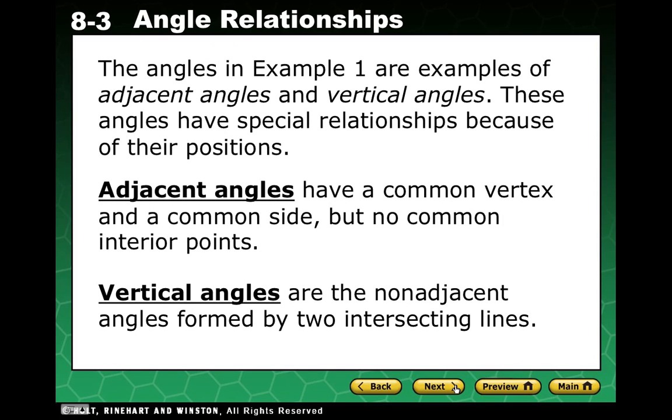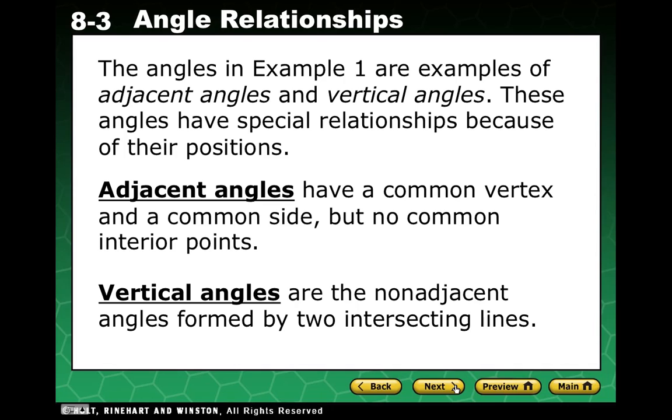Okay, so these are the things I've just been talking about. The angles in example 1 are examples of adjacent angles and vertical angles. These angles have special relationships because of their positions. Sorry that the order of this lesson wasn't like normal. So you can go ahead and just start a vocabulary section of your notes now, and then we'll continue with the rest of the examples.